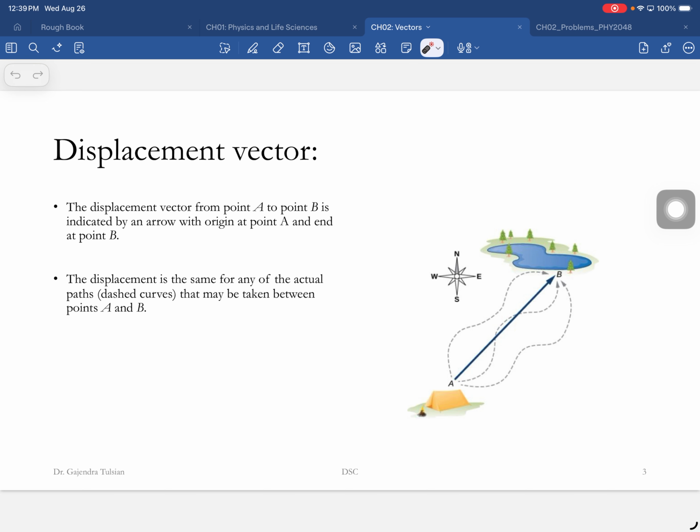So now here's the first physical vector we'll define, a displacement vector. Let's say you start at point A and go to point B. Let's say you walk along that path. The displacement vector is a vector pointing from the starting point to the final point. So the displacement vector for this walk and this walk are the same.